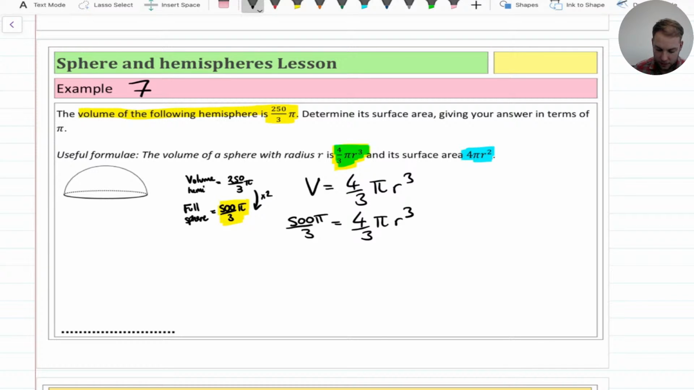Okay? Now we need to work backwards from this. We need to times by 3 and times by 3. Get rid of that 3 first. If I times 500 pi over 3 by 3, I end up with 500 pi is equal to 4 pi r cubed. Like so.